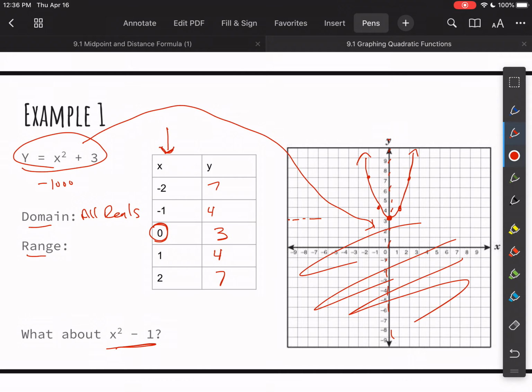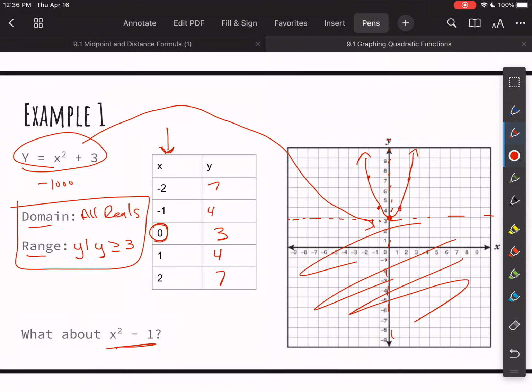The vertex that we found in this case is 3. Okay, so the range will include 3 and then all y values above 3. So it's the y values where y is greater than or equal to 3. All right, that's your domain and range.